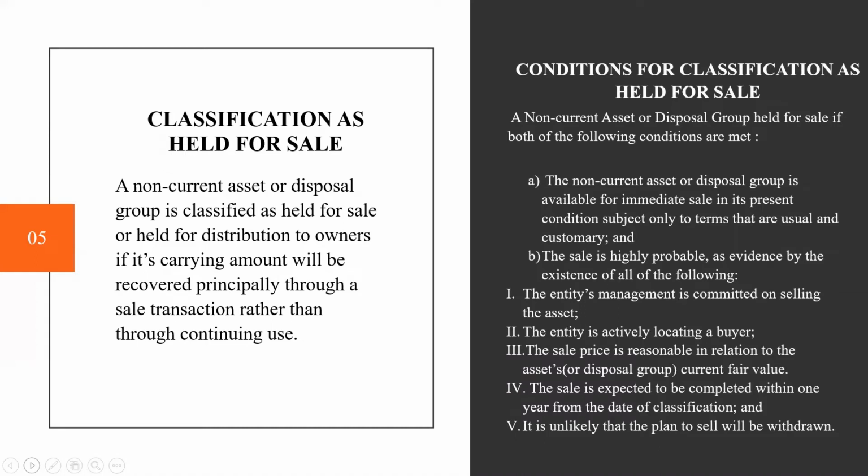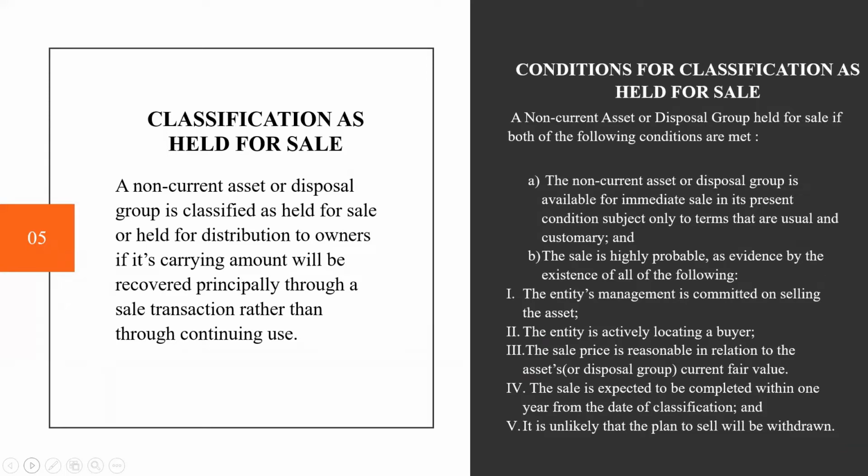Sinasabi dito na ang sumusunod na non-current asset ay pwede nang ibenta kung anumang kondisyon niya. Ibig sabihin, wala kang babaguhin sa condition ng non-current asset mo at yun yung mismong ibebenta mo dun sa exact date na gusto mo siyang ibenta.